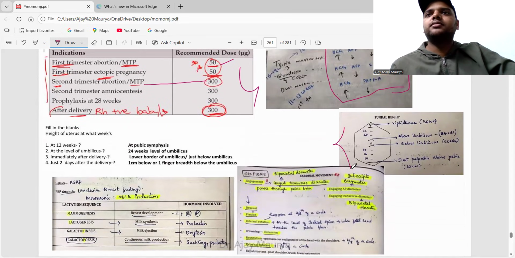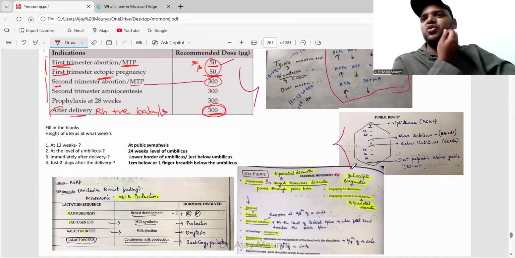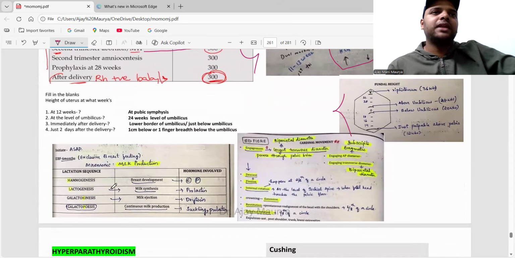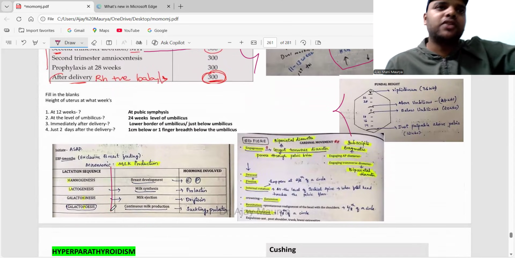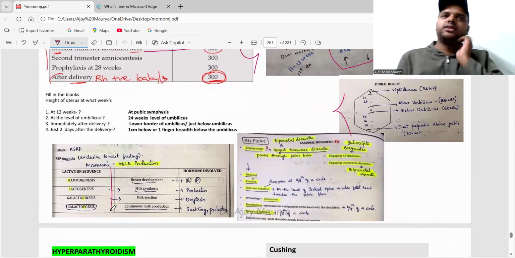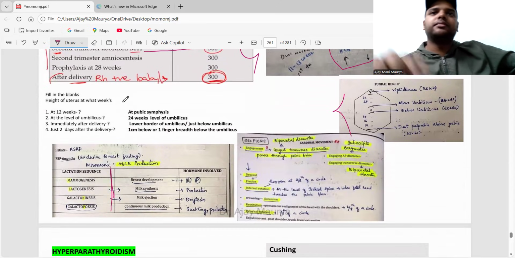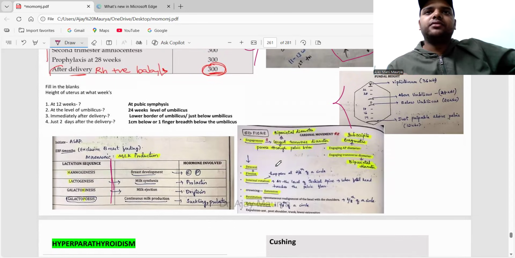Here the fundal height: below umbilicus at 20 weeks, above umbilicus at 24 weeks. They are very simple. Here the mammogenesis, lactogenesis, galactogenesis, and galactopoiesis. This is the order. Also remember the uterus height: at 12 weeks at the pubic symphysis, level of the umbilicus at 24 weeks. Yes, important.